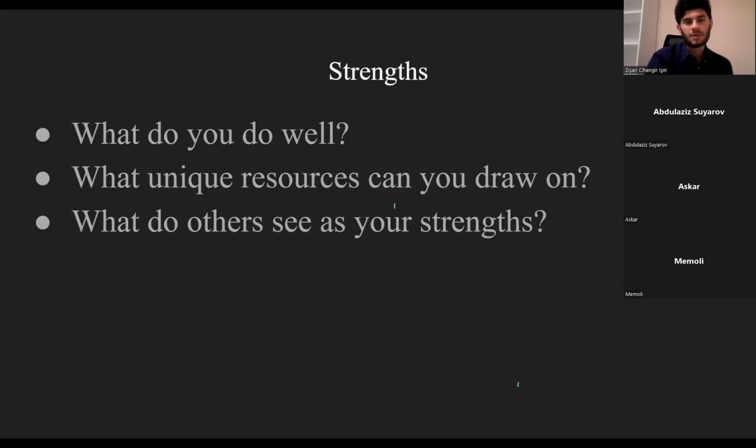The first part of a SWOT analysis is that you should basically sit down and possibly gather your team, if you have a team, and ask yourself, what do we do well? What unique resources can we take seriously that will put us forward and give us a plus hand while we're trying to do the business? And after answering these two questions, you should ask yourself, what do others see as your strengths?